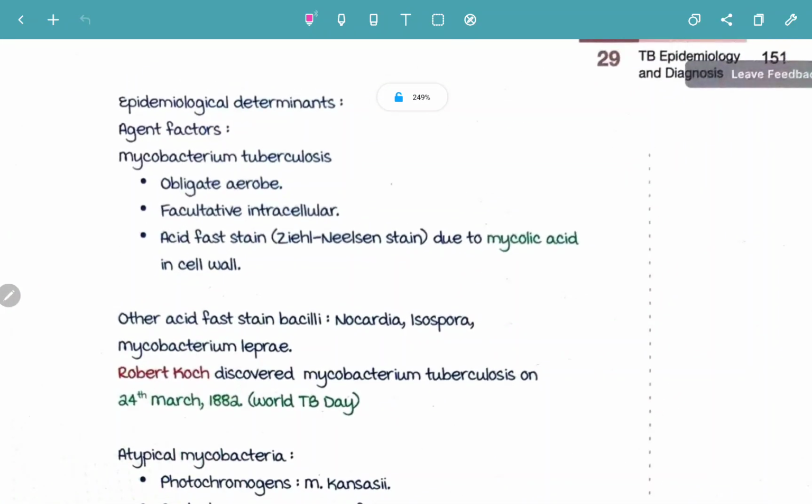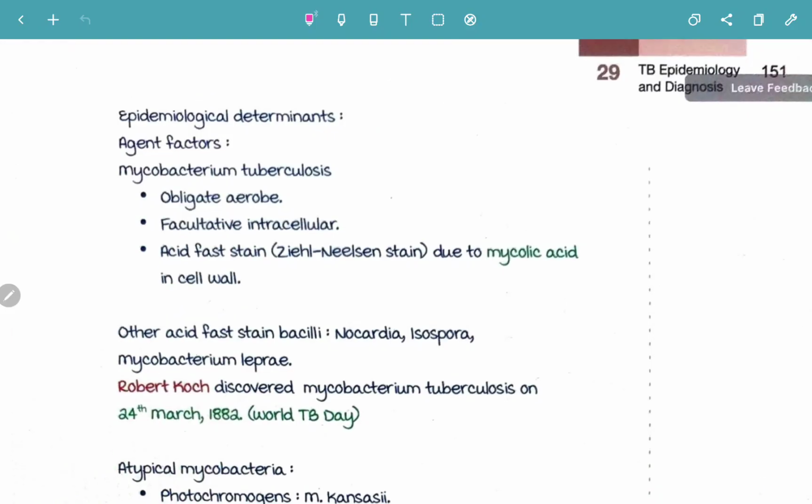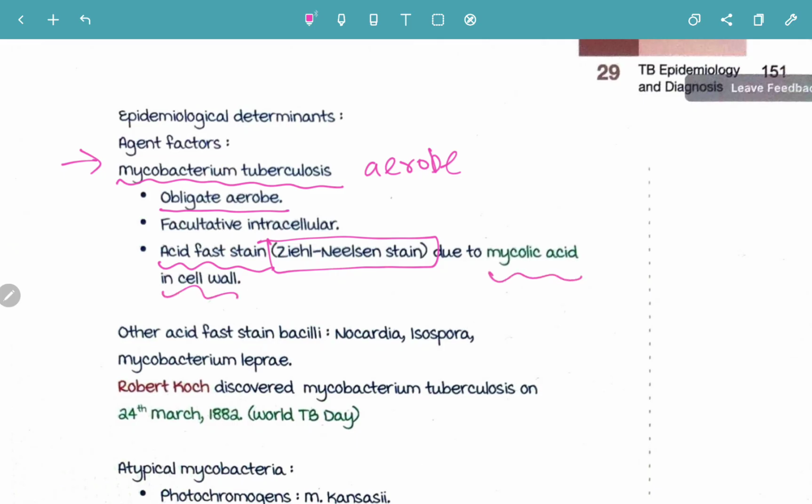Now let's look at the epidemiological determinants. First we need to know what is the agent causing tuberculosis, Mycobacterium tuberculosis. Mycobacterium tuberculosis is an obligate aerobe. Remember, it is an obligate aerobe, and it is also facultative intracellular. On acid fast stain, that is the Ziehl-Neelsen stain method, due to mycolic acid, it is going to be acid fast. It will remain pink in color because of the mycolic acid content in the cell wall.